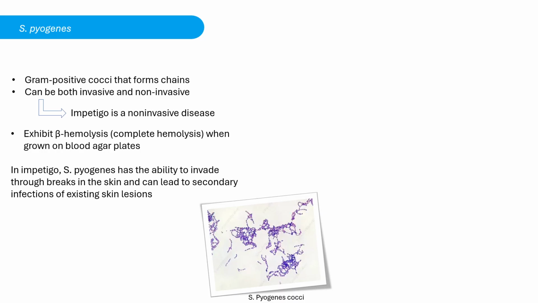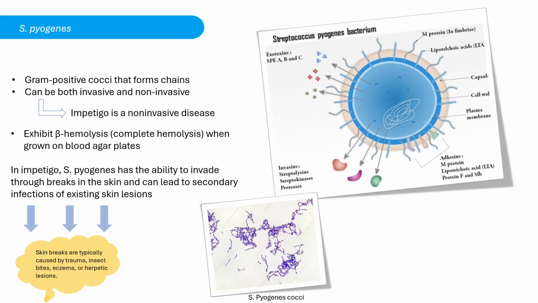Streptococcus pyogenes has the ability to invade through breaks in the skin, and it can lead to secondary infections of existing skin lesions. And these skin breaks are typically from a pre-existing condition such as eczema, or trauma to the skin such as scratching yourself or cuts, or insect bites. This is how this bacteria can take over and infect the skin.